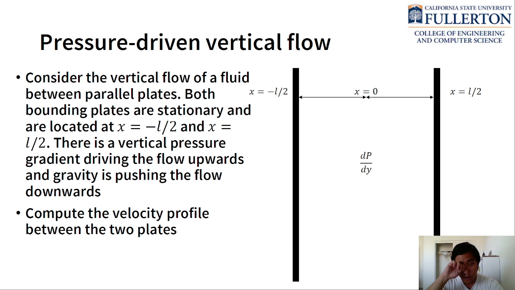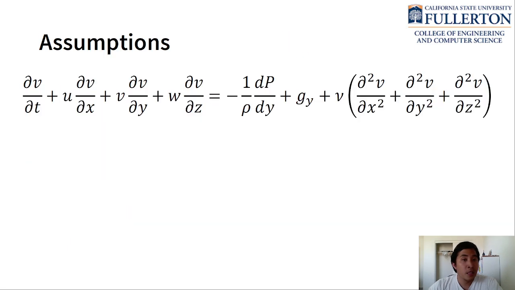Here we have vertical flow between parallel plates, and the plates are both going to be stationary. There's going to be a vertical pressure gradient that drives the flow upwards, but gravity is also going to be pushing the flow downwards. Think of this as like a pipe that routes water from the ground up to a higher story building. And just like we normally do in Navier-Stokes problems, we want to compute the velocity profile between the two plates.